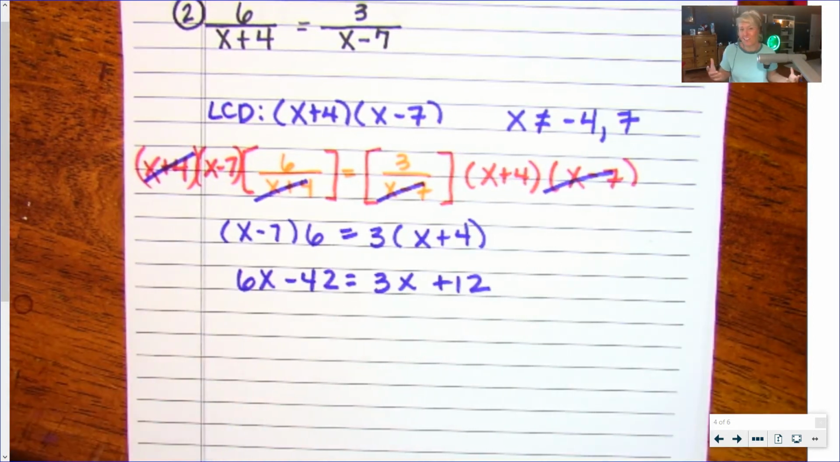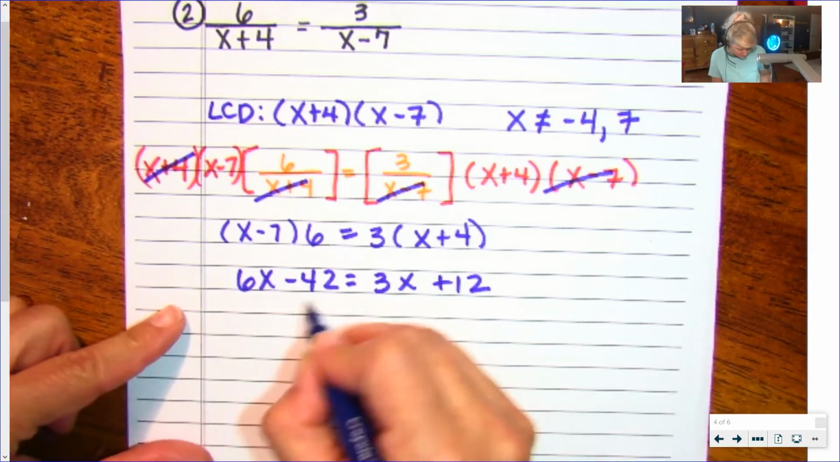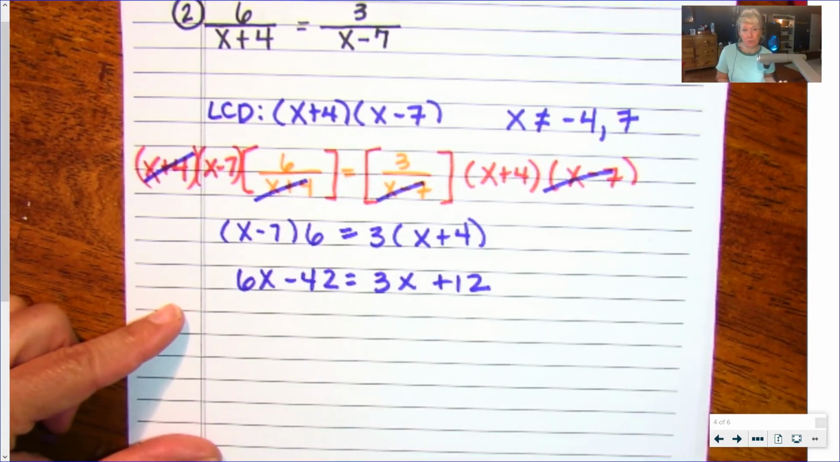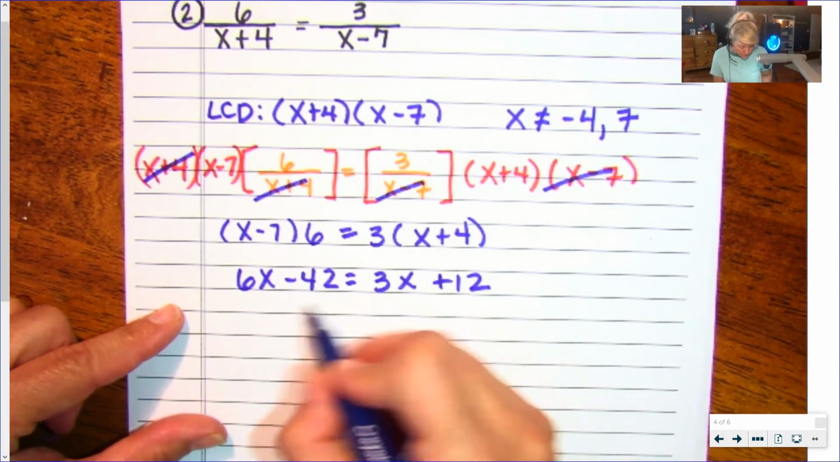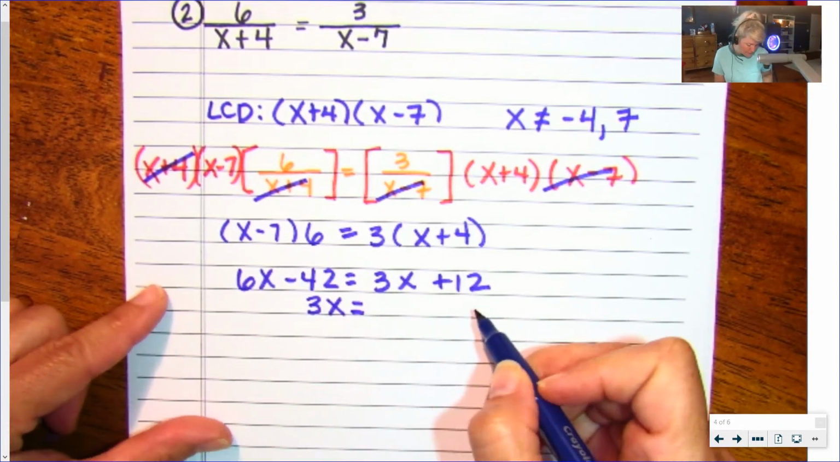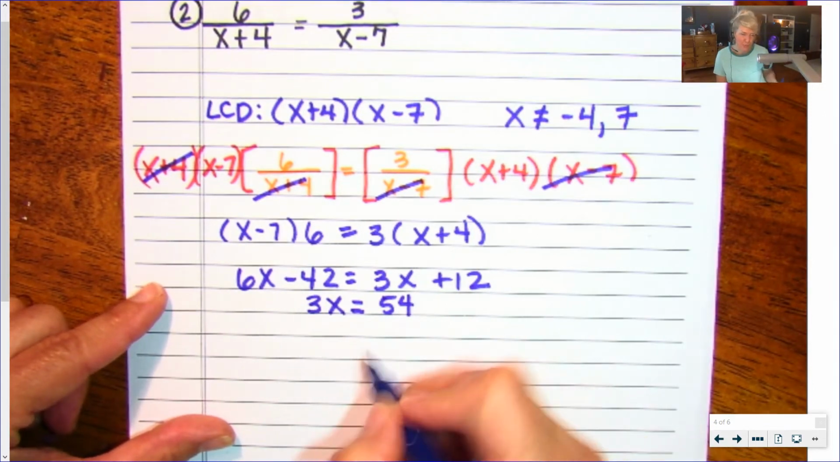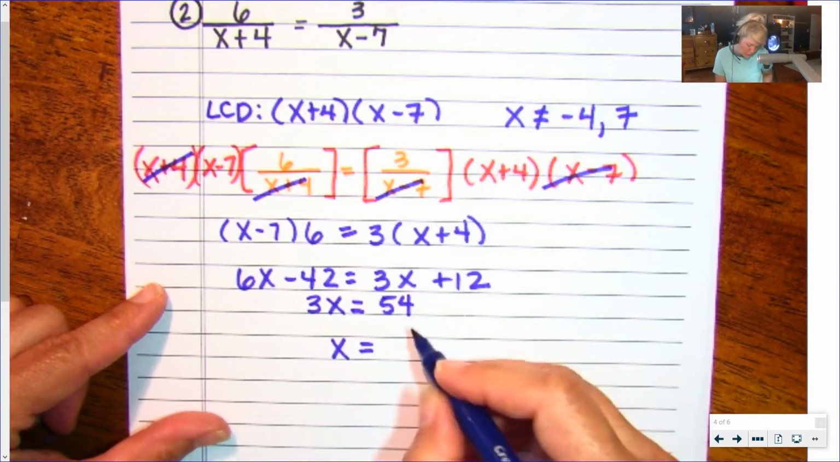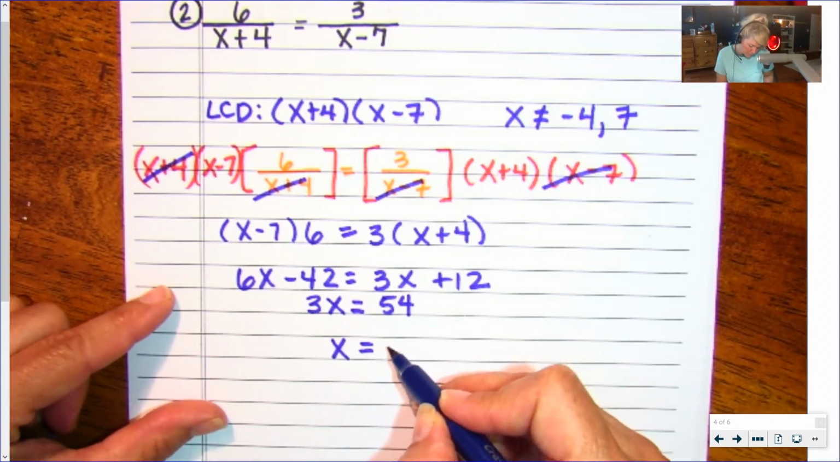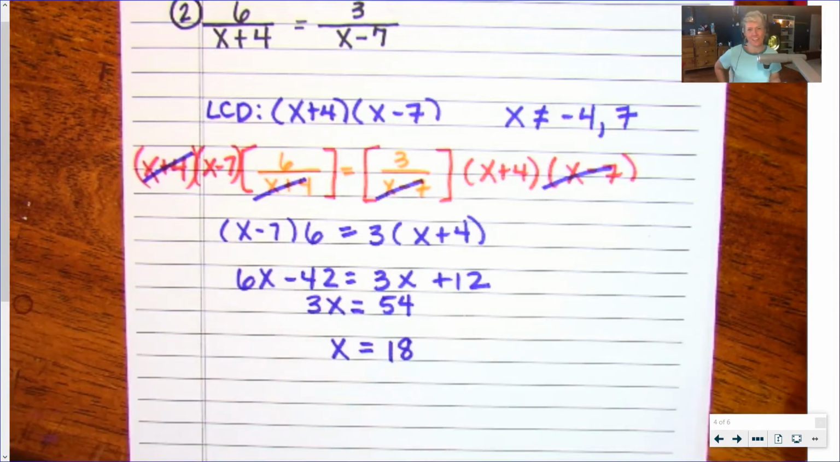Go ahead and get all of your x's on one side. I'm going to take the 3x from both sides, and I'm going to push the 42 over to the other side. So what we're going to get is 3x equals 42 plus 12, which is 54. And then we're going to, of course, divide. So x is going to equal, yes, it's so fun to do that stuff in your head.